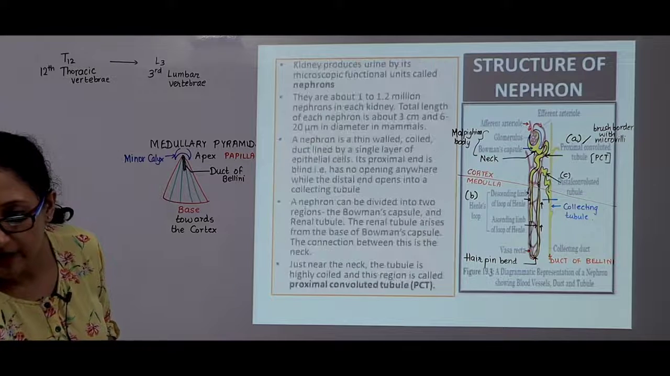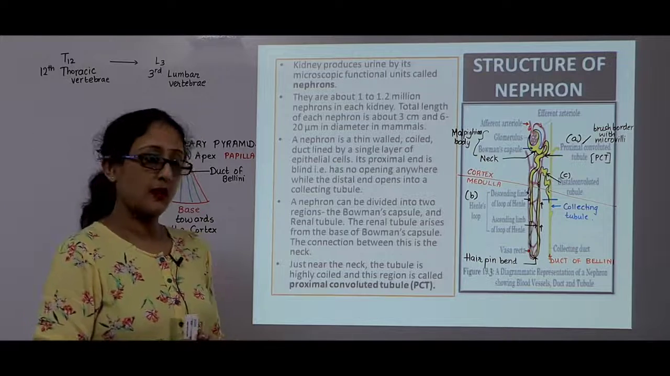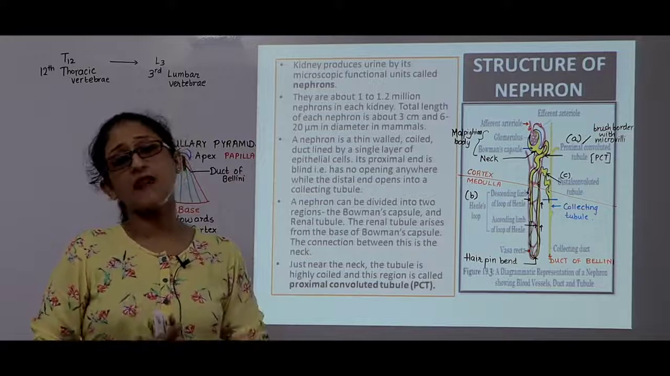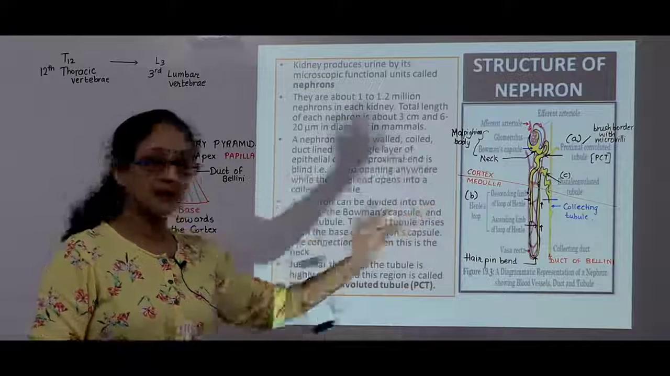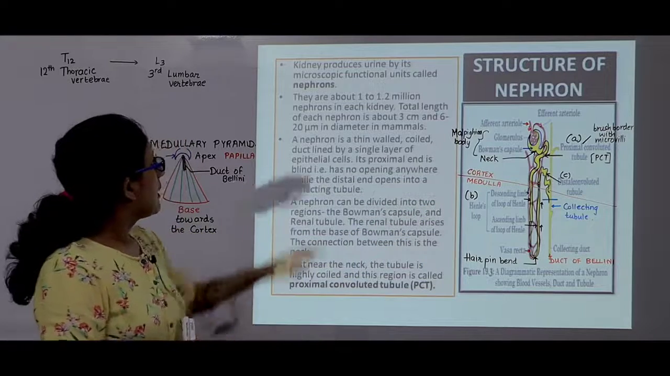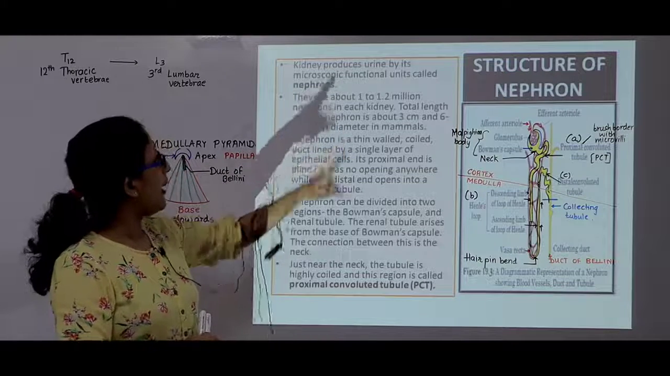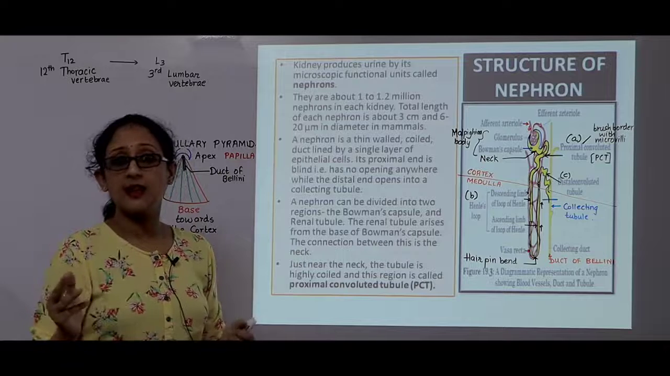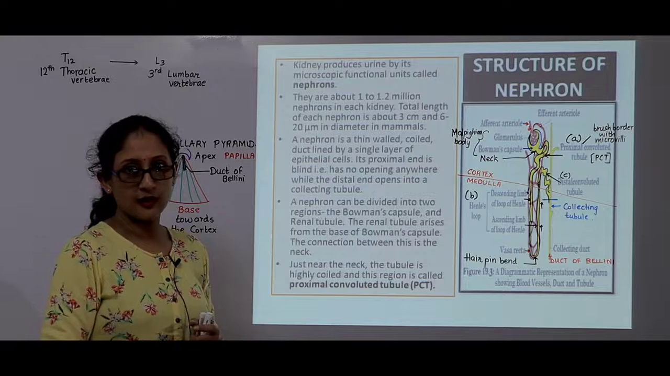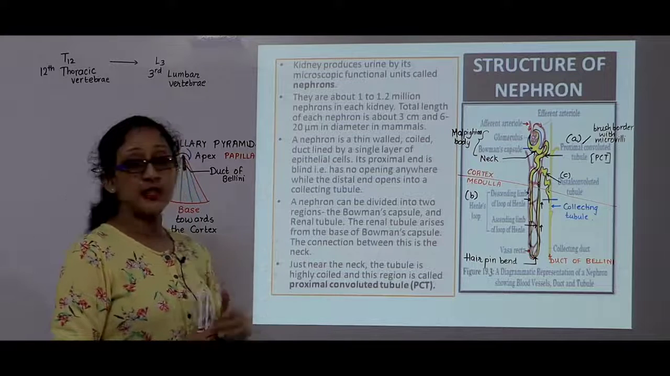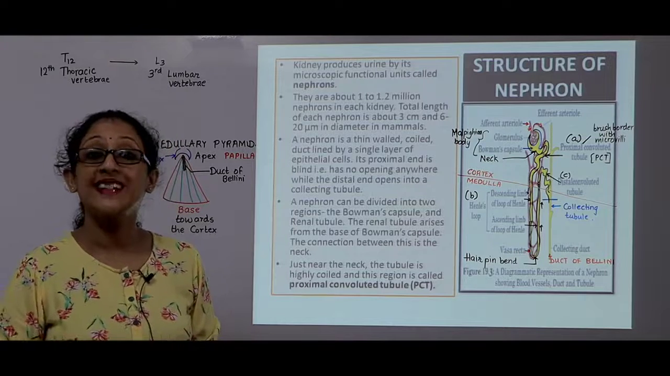So, we have completed the structure of the nephron. We will revise it once again. First, the structural and functional unit of each kidney is called a nephron. This is the nephron image. There are about 1 to 1.2 million nephrons in one kidney. Therefore, in the human body, 2 to 2.4 million nephrons. Length is around 3 centimeters and the diameter is 6 to 20 microns.